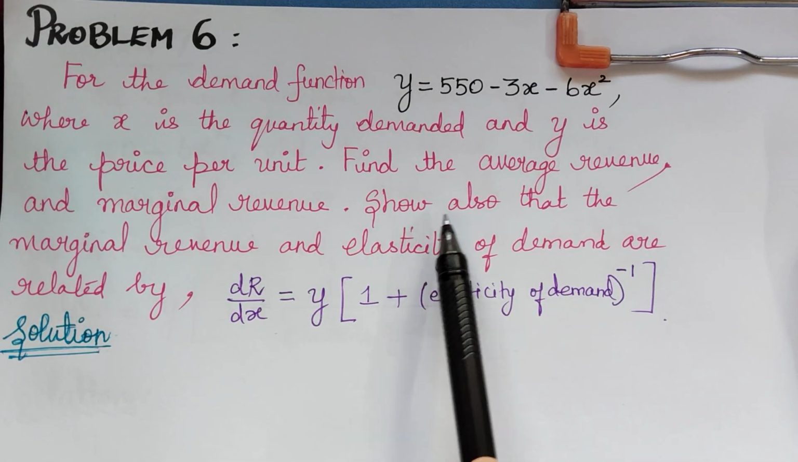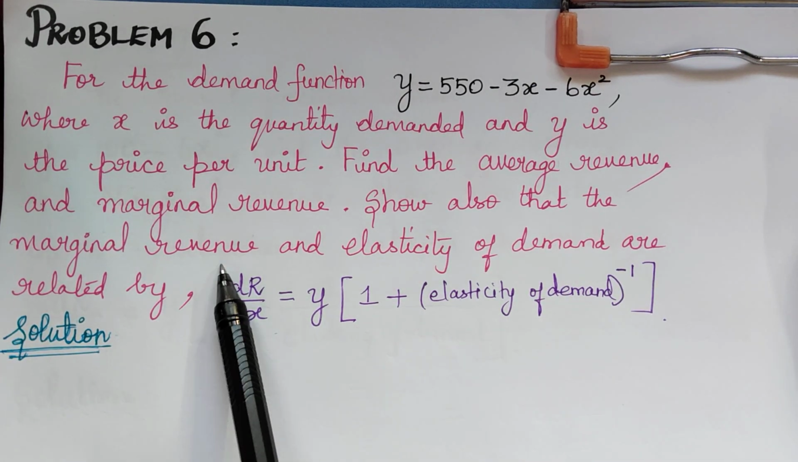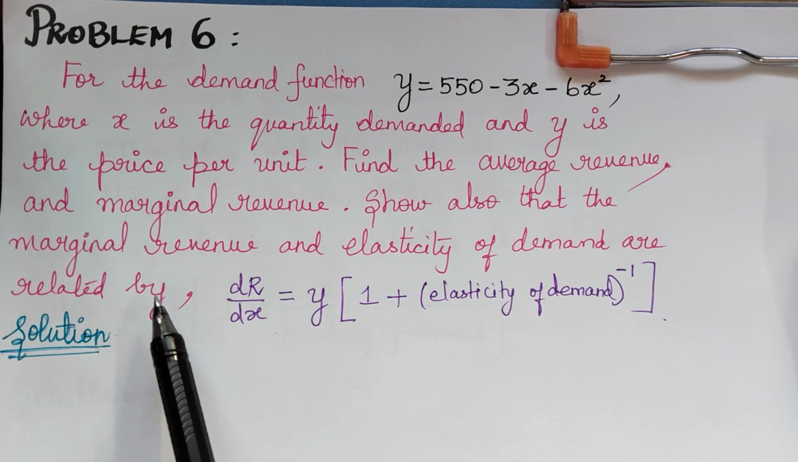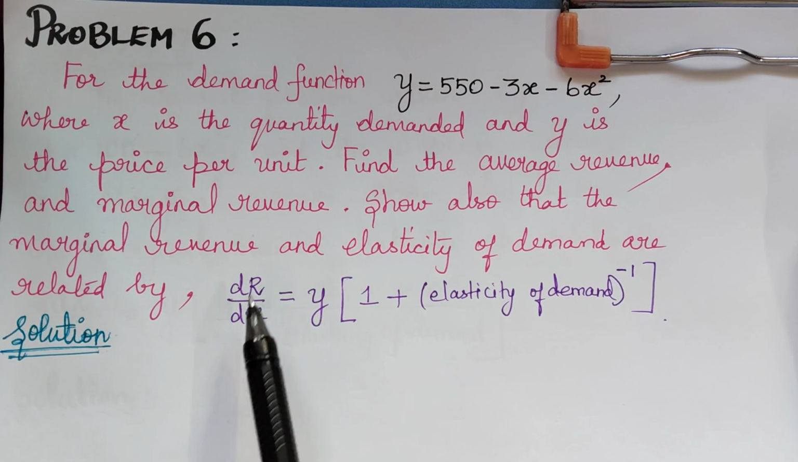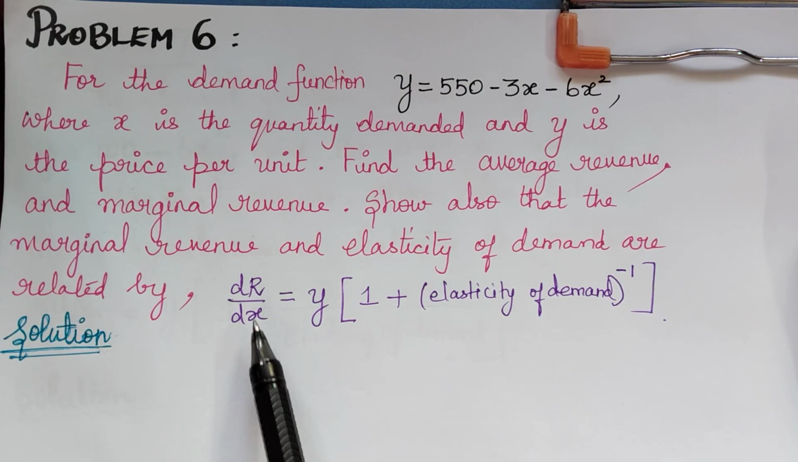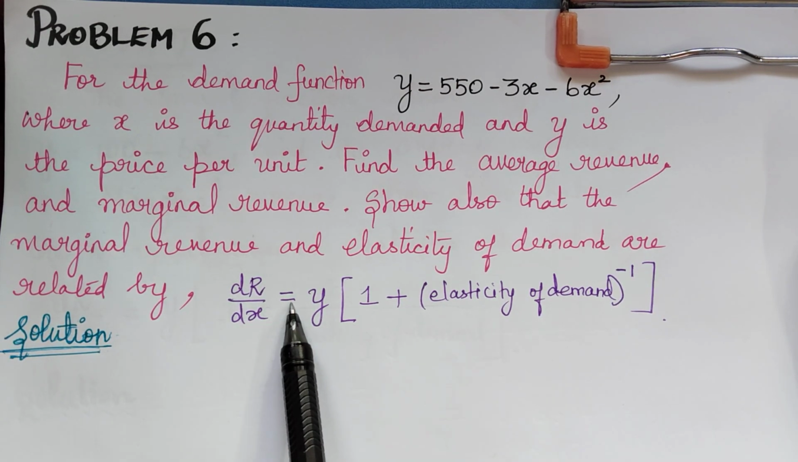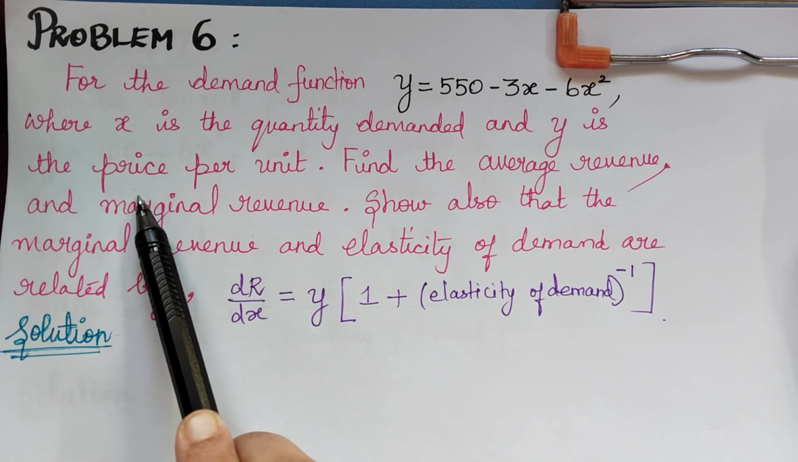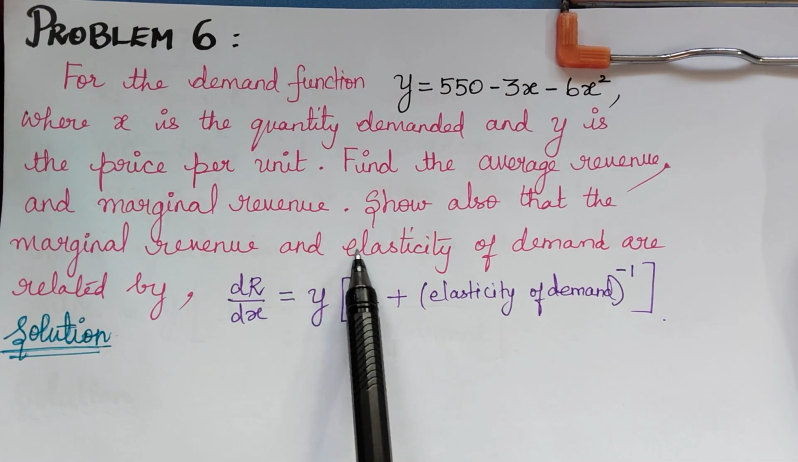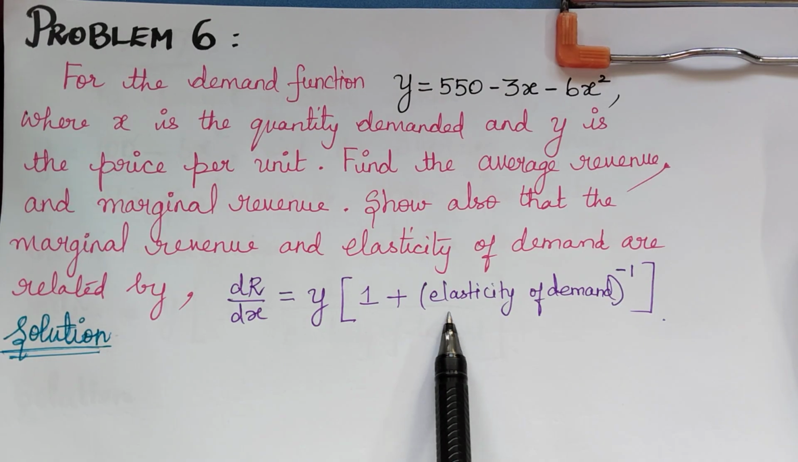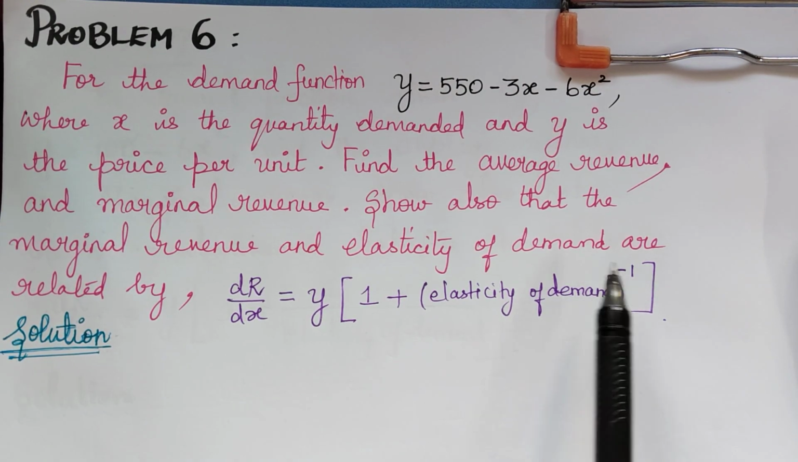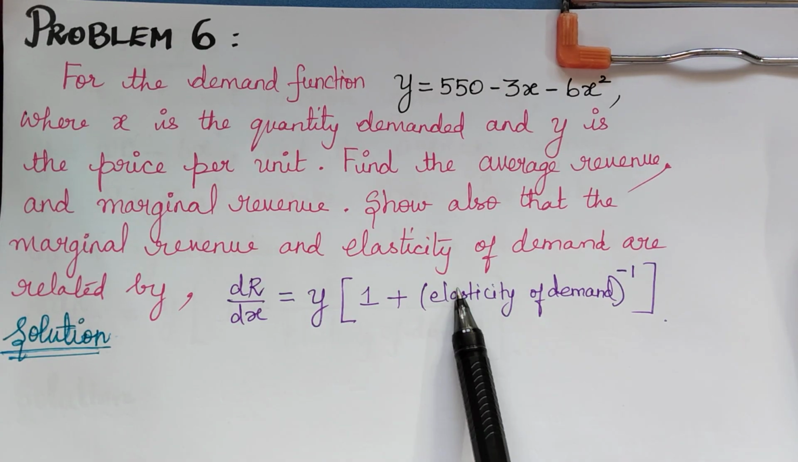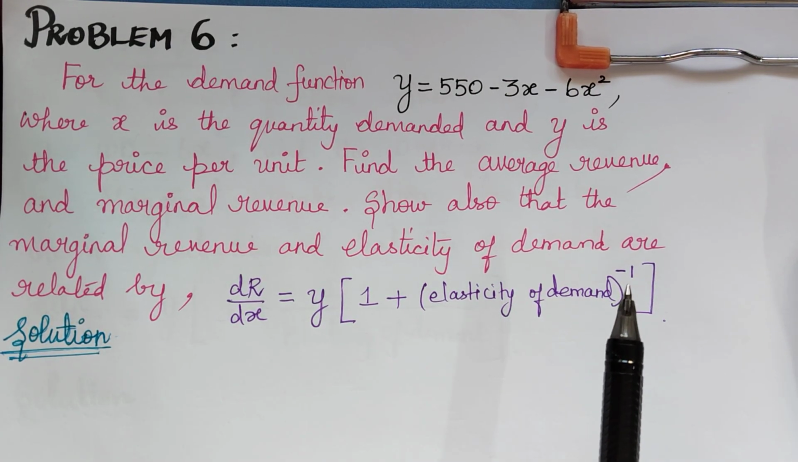And also, we have to show that the marginal revenue and the elasticity of demand are related by this relation, that is dR by dx, that is the marginal revenue, will be equal to y multiplied with y is the price per unit, multiplied with 1 plus the inverse of elasticity of demand, which means it is 1 by elasticity of demand.